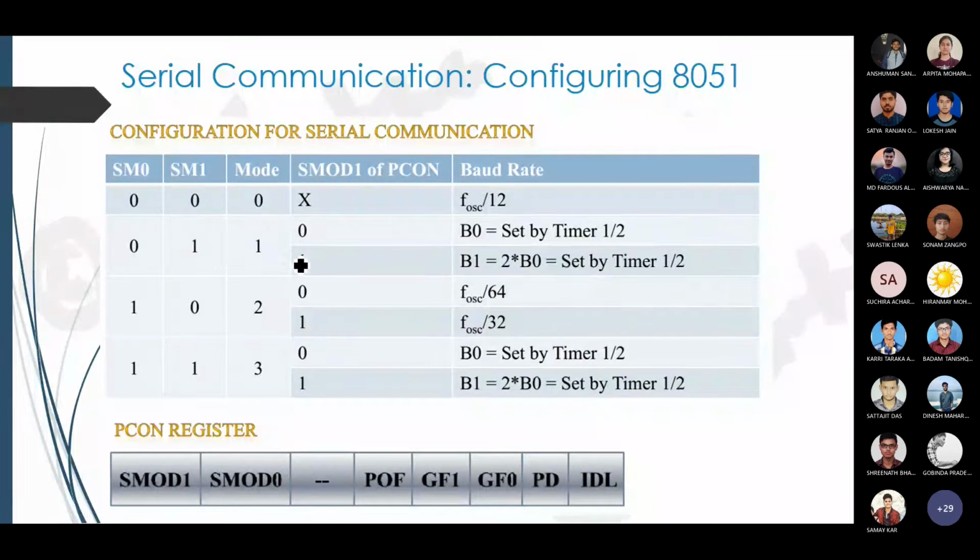In mode 1, we have the options for SMOD as 0 and 1. And this baud rate is set by timer 1 or 2, and if SMOD is 0 it is the base speed, and if it is 1, then it will be just twice that speed. Okay. Similarly, for mode 2, it is fixed, one of FOSC by 64 or 32. And in mode 3, we can set it by timer 1 or 2. Okay. So if we want to set different baud rates, we can do it using mode 1 and mode 3.